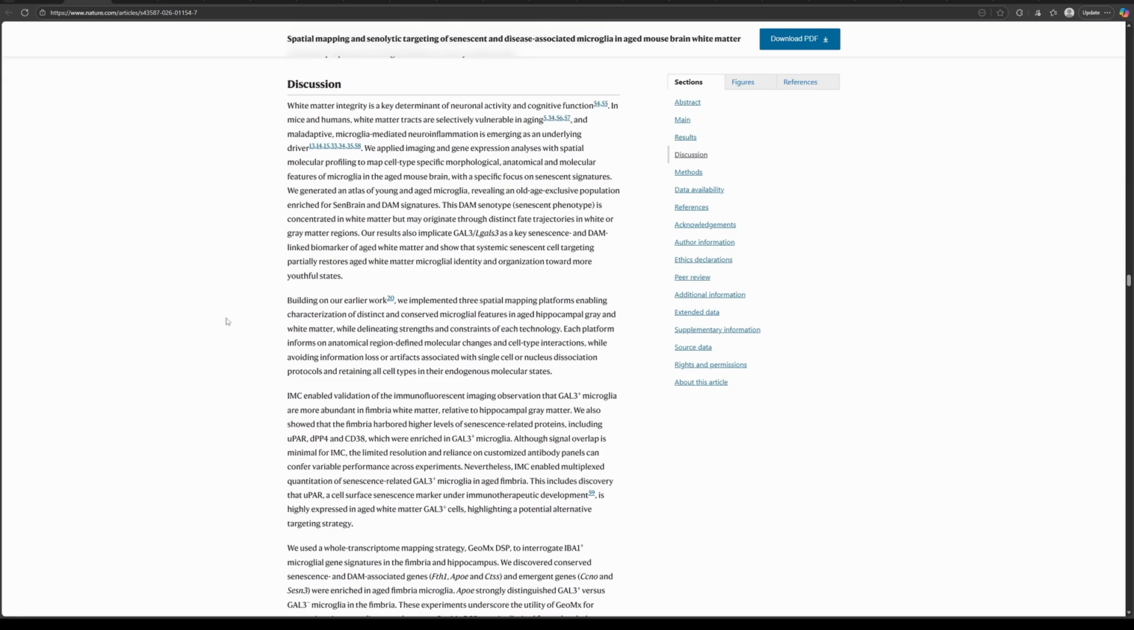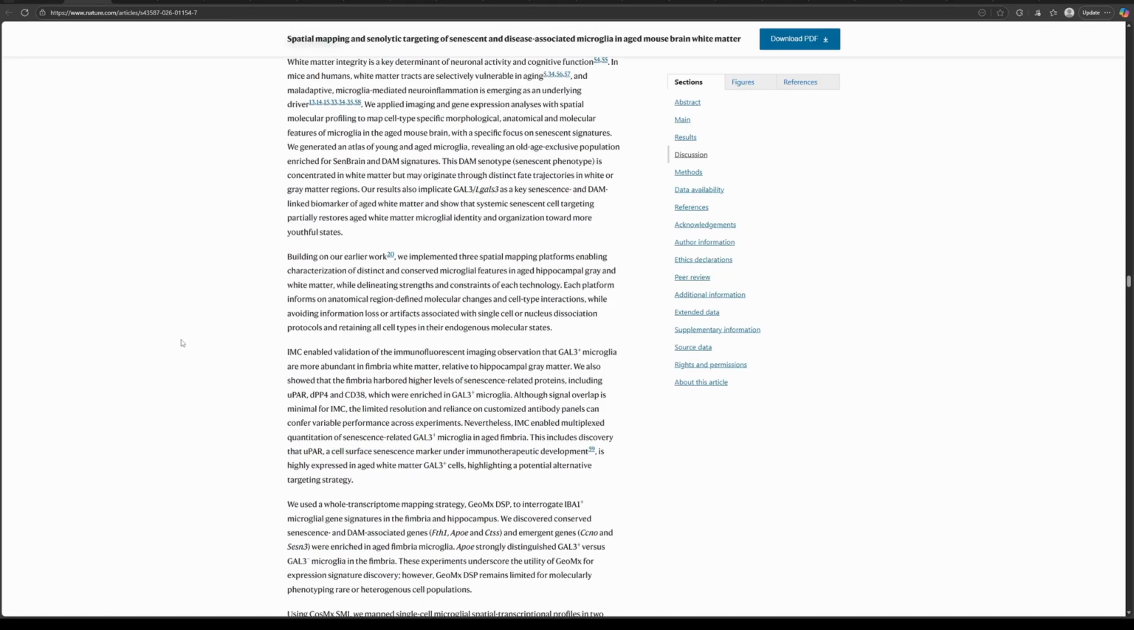Okay, discussion. White matter integrity is a key determinant of neuronal activity and cognitive function. In mice and humans, white matter tracts are selectively vulnerable in aging, and maladaptive microglia-mediated neuroinflammation is emerging as an underlying driver. We applied imaging and gene expression analysis with spatial molecular profiling to map cell type specific morphological, anatomical, and molecular features of microglia in the aged mouse brain, with a focus on signatures such as proteins and markers and so on. Blah, blah, blah.